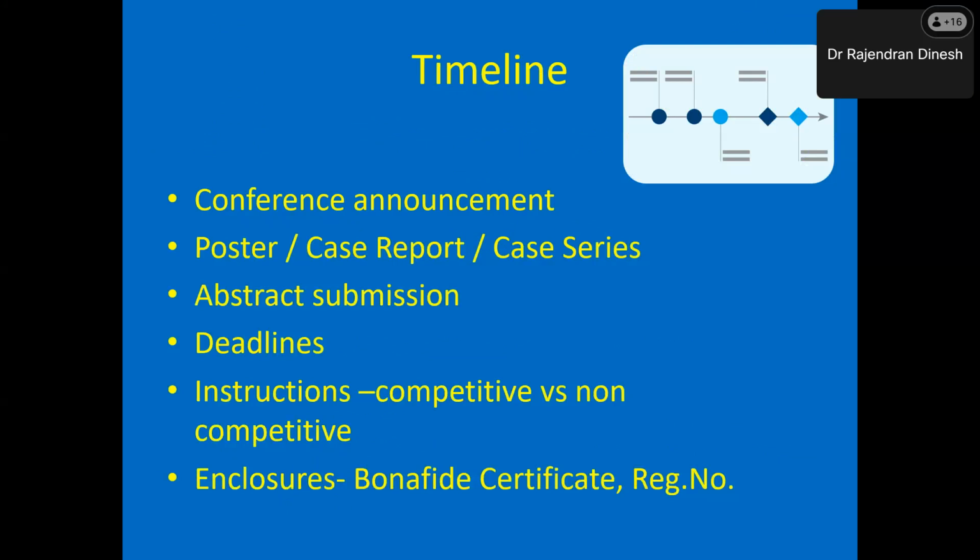Once you have a notification for a conference, it is usually sent out as an announcement in the form of letters, WhatsApp, or through previous conferences where they make an announcement. Usually they have a poster presentation for postgraduates and consultants in the form of posters, case reports, and case series. There is a request for an abstract which has a deadline to submit, and I will share a copy of how to write an abstract. The deadlines have to be met, and most of the time as the deadline nears, we may have a request to extend the deadlines. That's part and parcel of any conference.